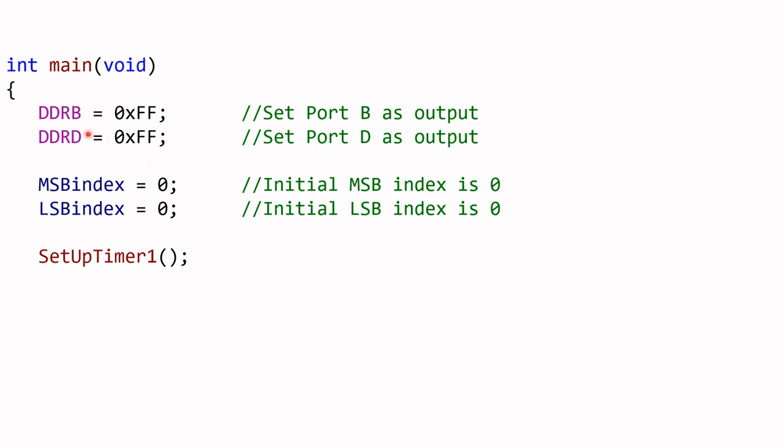And here is the main function. Again, if you look at it carefully, these four lines are basically the same. Port B and port D will be set to output mode. These two lines initialize the MSB index and LSB index to 0. And then here we set up timer 1.